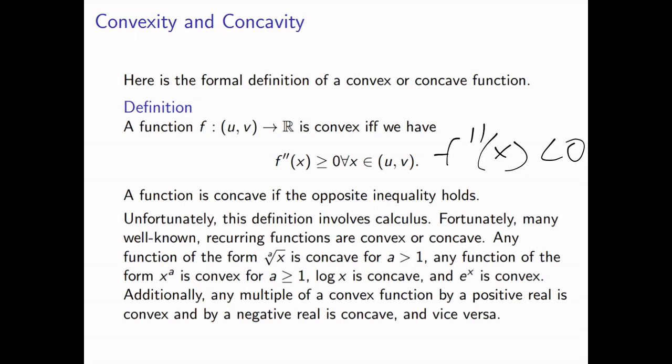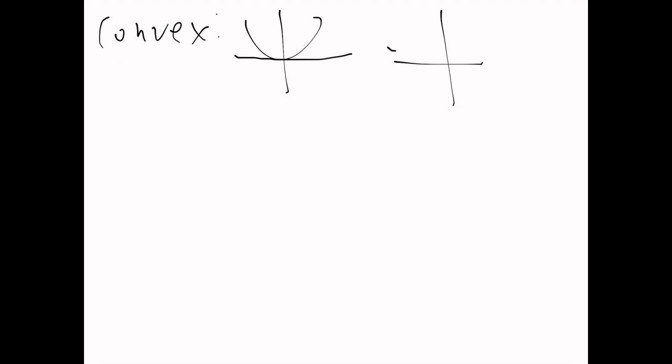x cubed, e to the x, as you can see down here, and then concave is kind of the opposite. So the nth root of x is going to be concave. Same thing with the logarithm of x. It's going to be concave. So if we look at these graphs, let's label these concave, convex. We have something like x squared, right? This is x squared. And then we also have like e to the x, kind of looks like this. And these are some examples of convex functions.